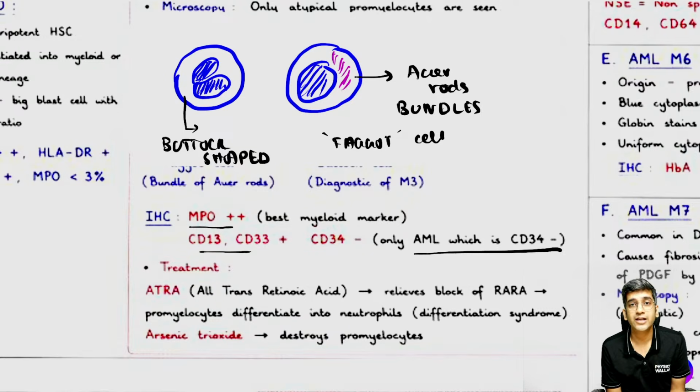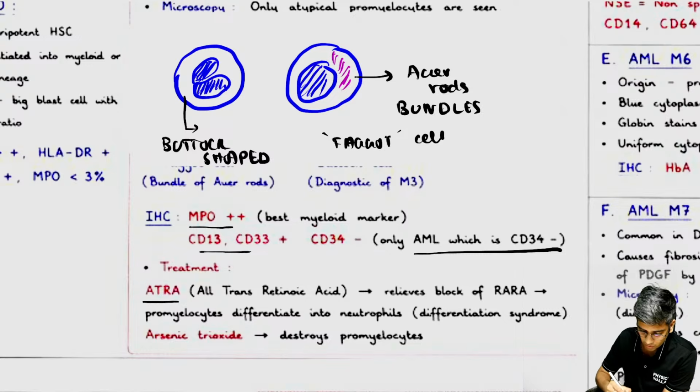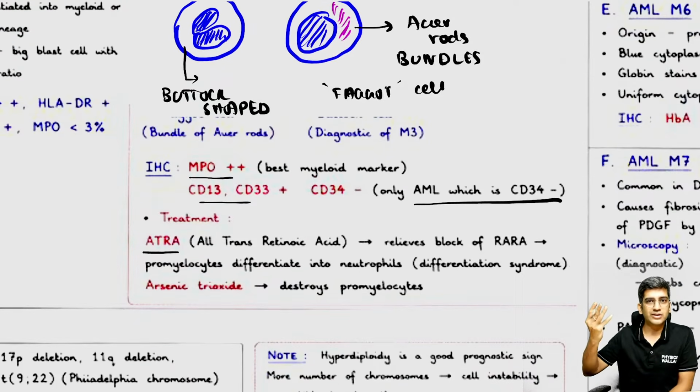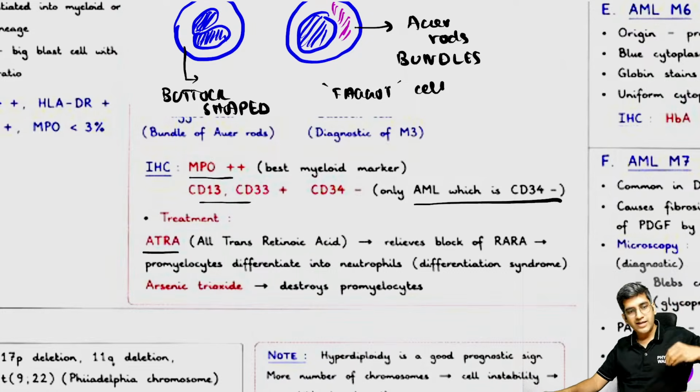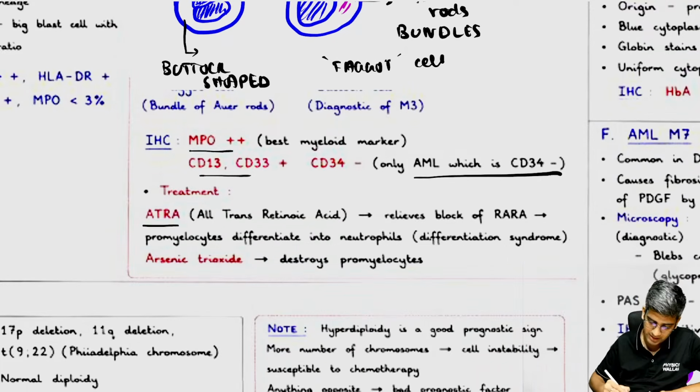Treatment is also unique. Here I don't give the regular chemotherapy that we give for AML, right? Here we give all-trans retinoic acid, ATRA. What does ATRA do? It really is a block, that's all. It blocks at the level of the receptor, competitive inhibition. I increase the substrate, that's it. So the promyelocyte automatically differentiates into neutrophil.